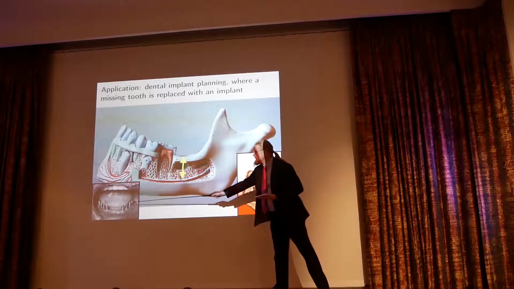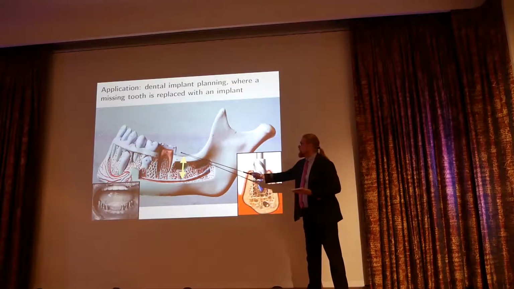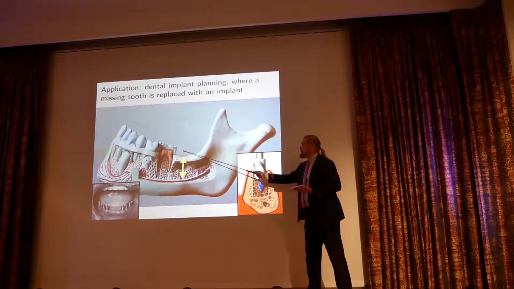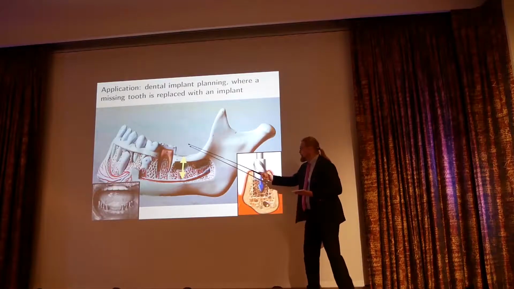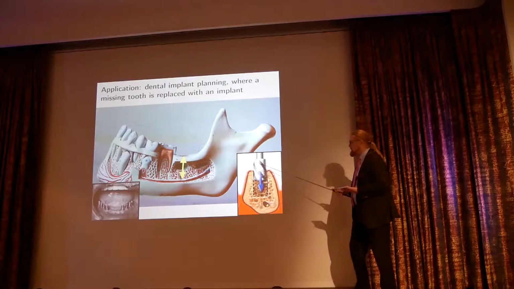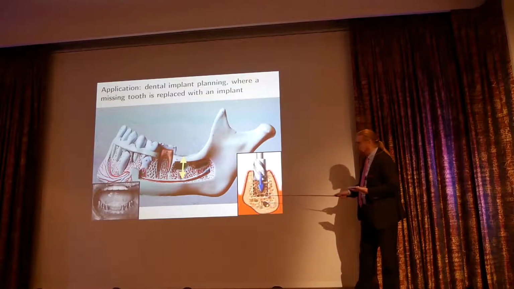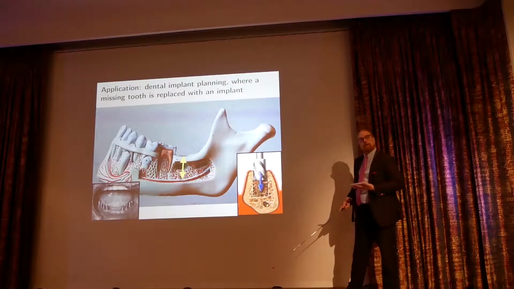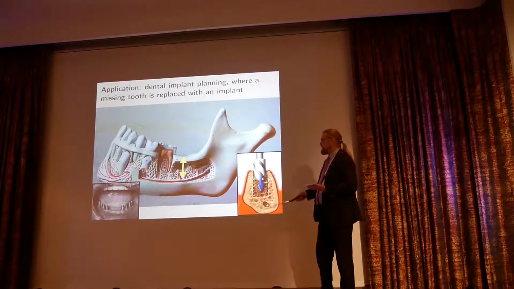So how to put these in place of the missing tooth, the dentist needs to drill a hole. So here is a cross-section of that area. The dentist needs to drill a hole where the screw is attached, but there is a danger here.